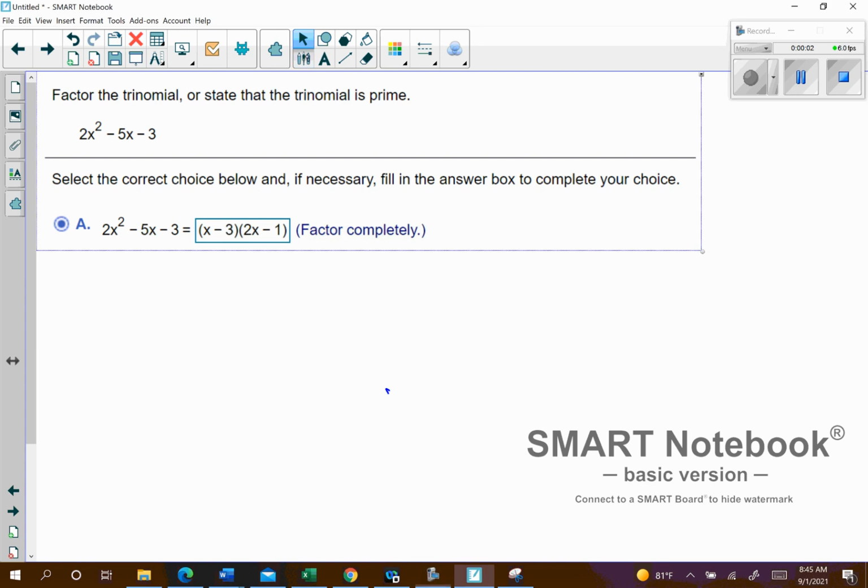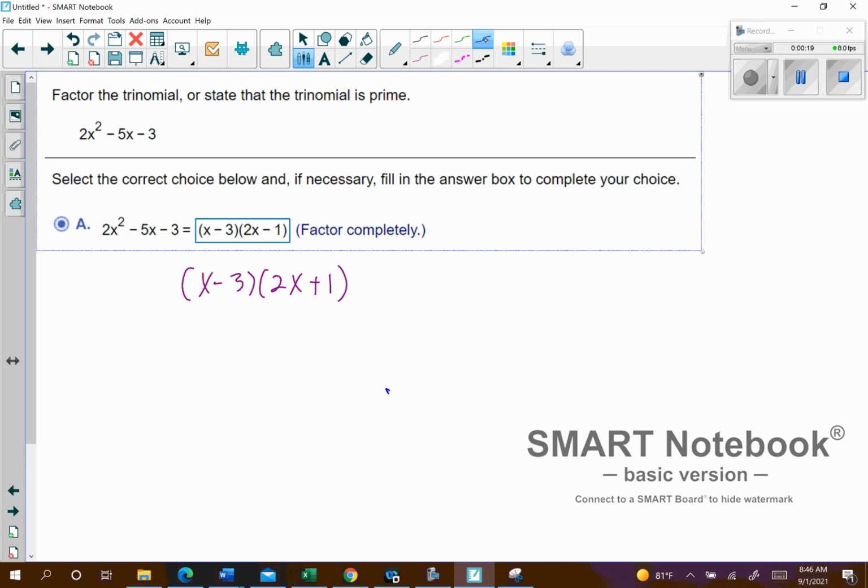Okay, so these two questions you sent were actually pretty similar. So this first one looks like you actually answered, but you were so close. You were just off by a sign. So you had the x minus 3 correct, and then the other one should have been 2x plus 1.